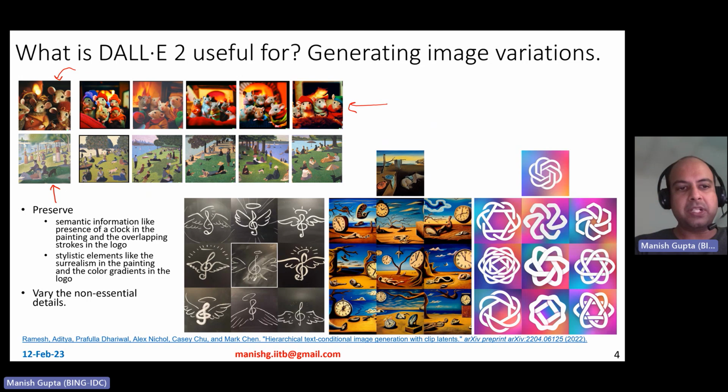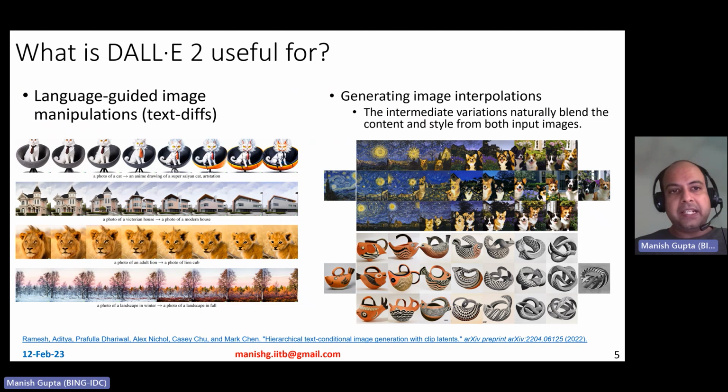Similarly, given this original image, one can generate these variations. Or given the central image, generating those variations that you see, or given these images, generating variations of this kind. In all of these variations, as you can observe, DALL-E 2 preserves semantic information like the presence of a clock in the painting and the overlapping strokes in the logo. It also preserves stylistic elements like the surrealism in the painting and the color gradients in the logo, while varying the non-essential details. DALL-E 2 is also useful for language-guided image manipulations, also called text diffs.